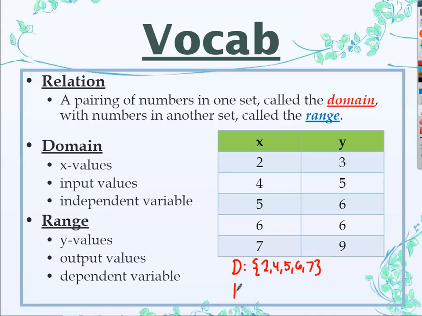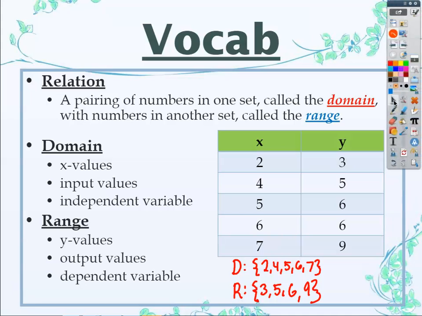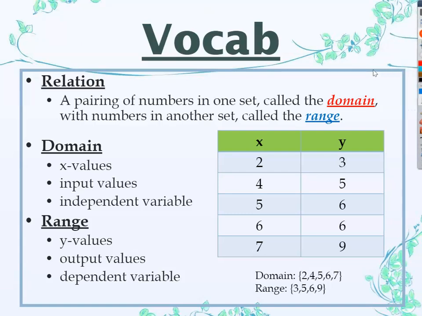All right. And then for the range, same thing. I use the letter R for range. And we just want to write from least to greatest. And if there's any repeats, we don't write them twice. So we have 3, 5, 6 is repeated twice, but I only put it down once, and then we have 9, and end curly bracket. So that's our domain and range. Let's check the animation, make sure it looks good. That looks great.